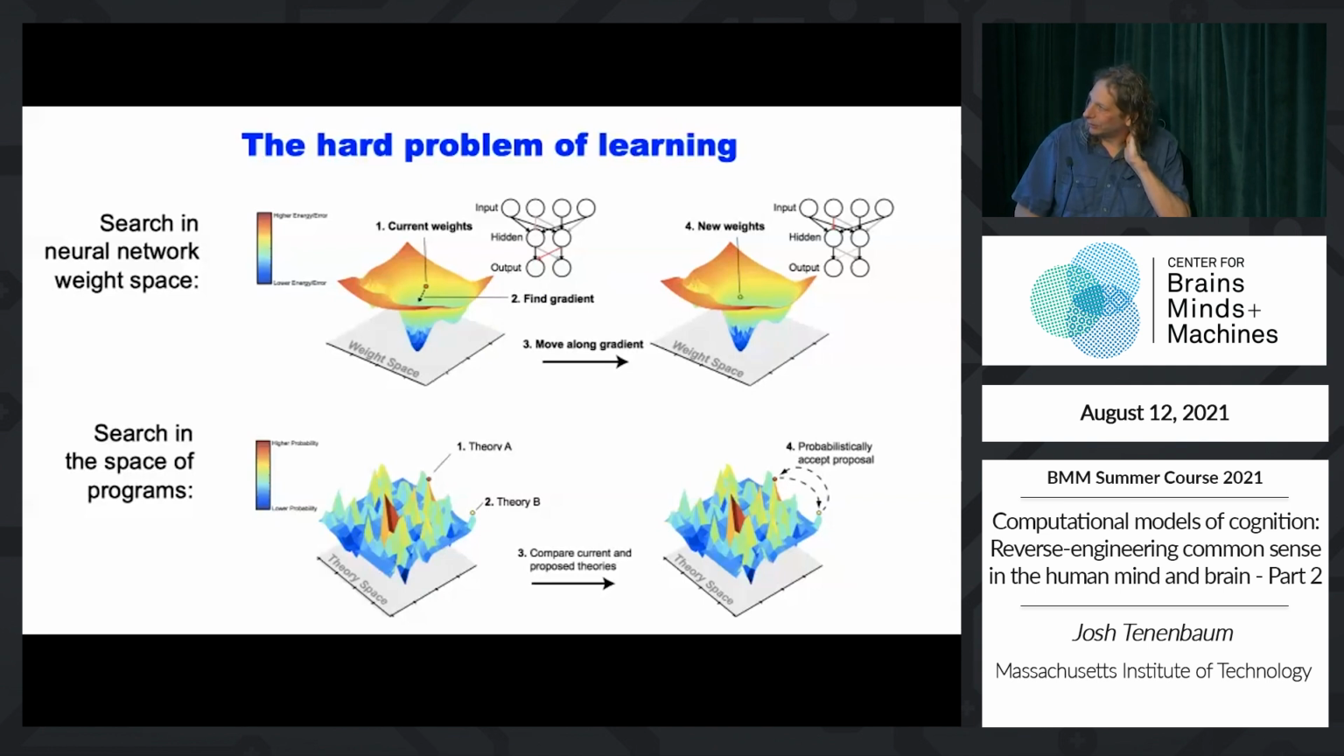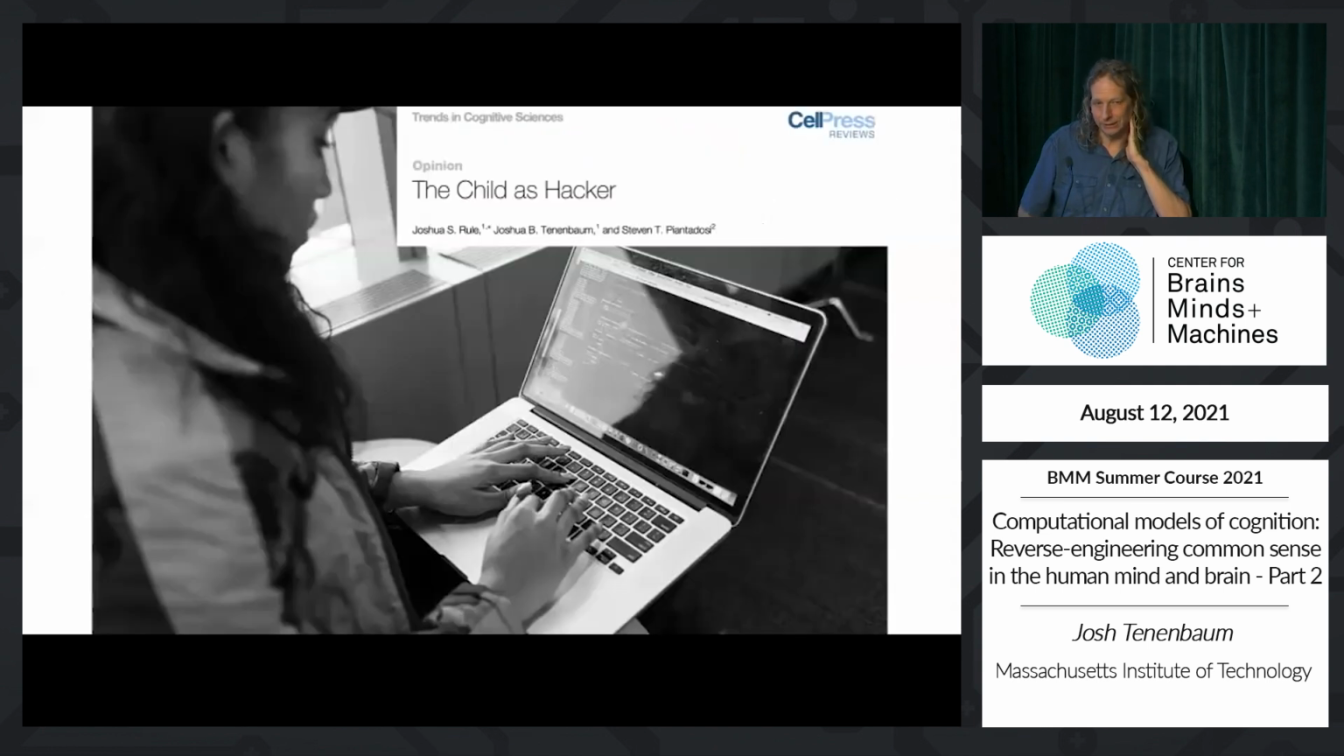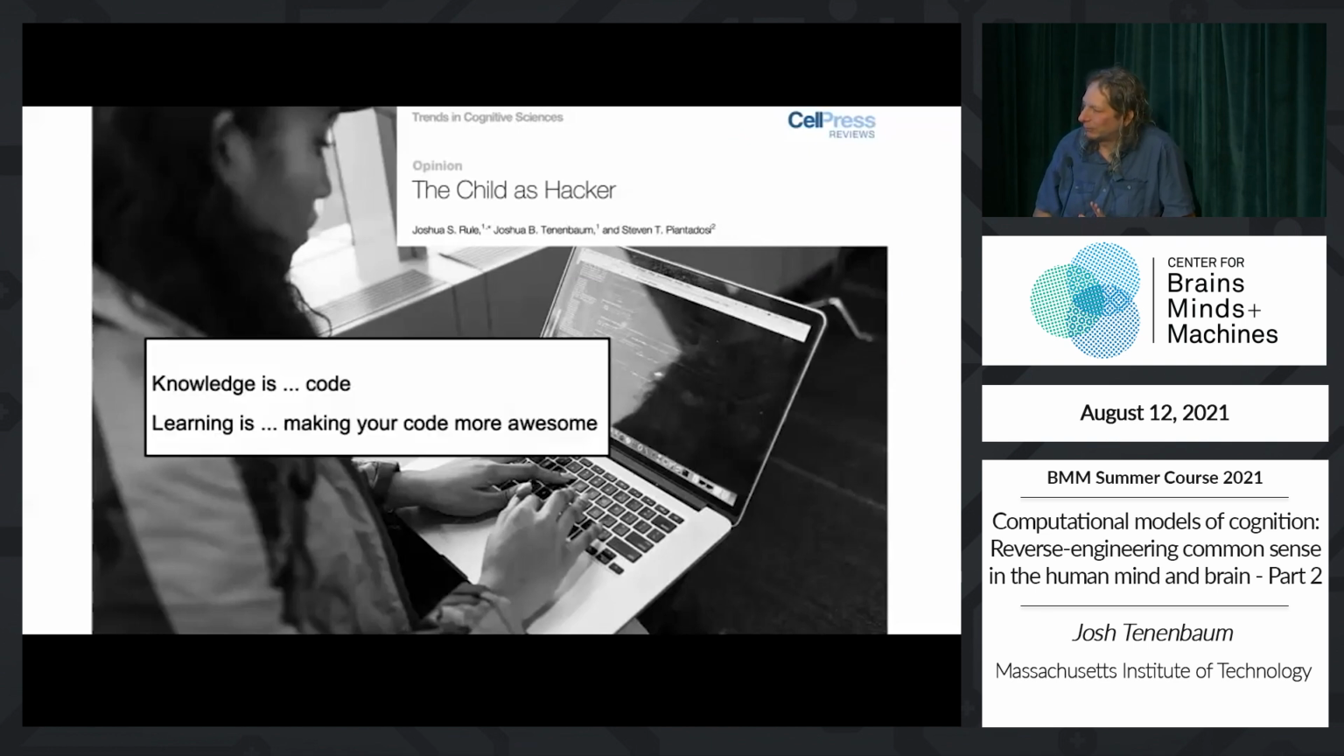This is a really general idea, and I'm really excited about it because I think this is really the future of learning, both in AI and in cognitive science. And that's what's summed up in this recent opinion piece called "The Child as Hacker" by Josh Rule and Steve Piantadosi and myself. Josh was a recent graduate from our group at MIT and BCS. And it's this idea that the most general way to think about knowledge is some kind of code, and then learning is just making your code more awesome.